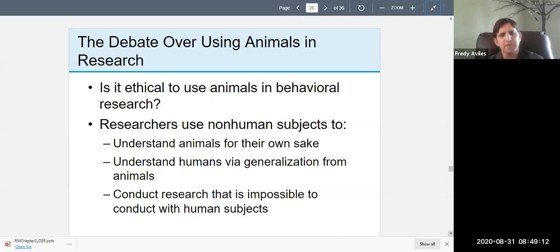But some of it is to understand what's happening with humans or what's likely to result with humans. Conduct research that is impossible to conduct with human subjects. Like I said, they can do things to animals you can't do with humans. You can't take somebody's child away, right?